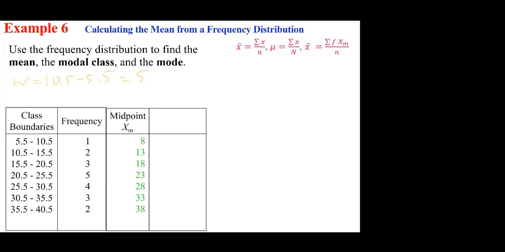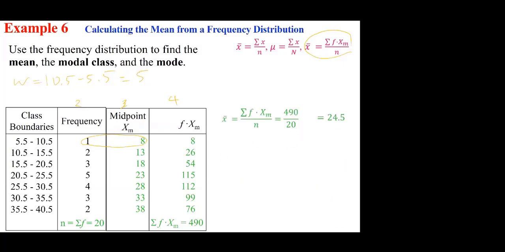Now we are going to multiply column 2 and column 3 to get to column 4. So the first one is 1 times 8 is 8. The next one is 2 times 13, which is 26, and you have the rest of it. Now, when we look at the formula at the top, this formula tells us we need n. So the second column we need to add up. We need summation of the numerator f x sub m. That means the last column we need to add up. And so simply divide the sum of column 4 over the sum of column 2, and that's x bar.